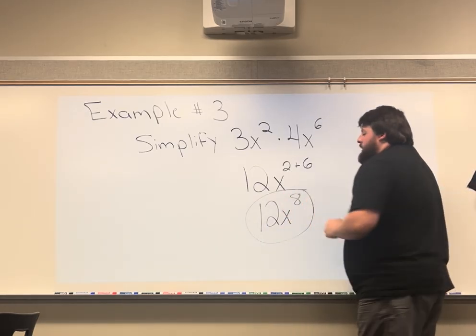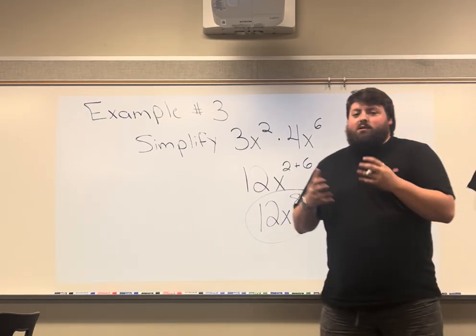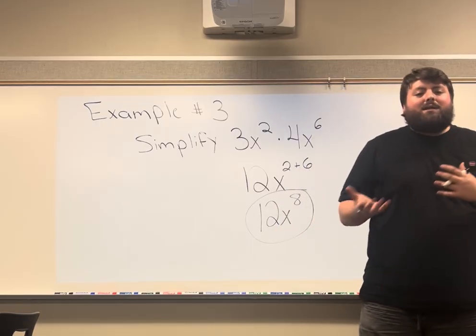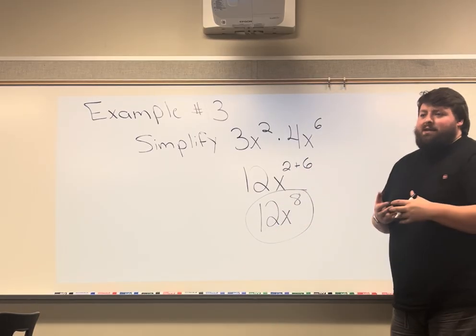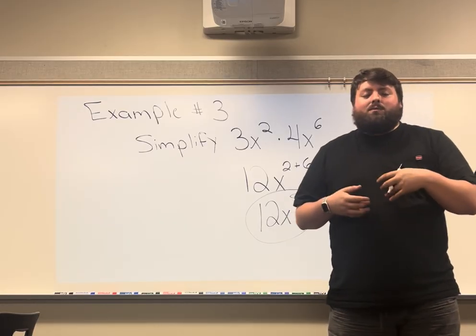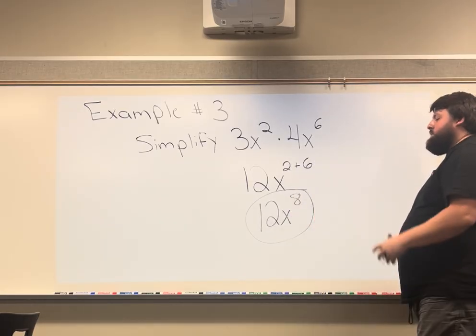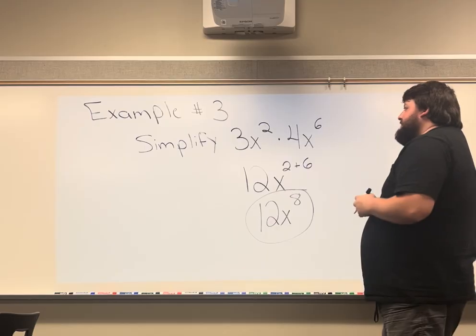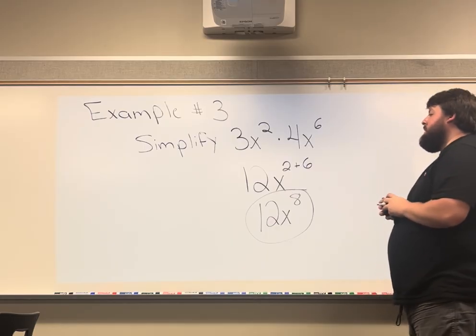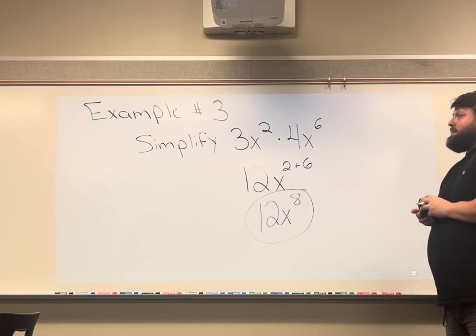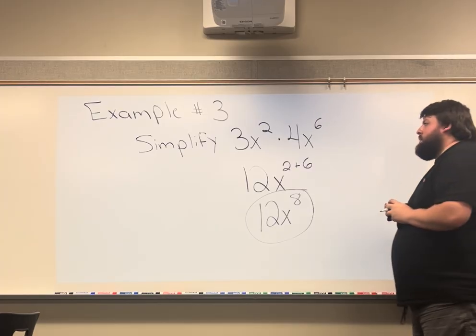Okay? We took the two different parts. We looked at the coefficient first. 3 times 4 gives me 12. X to the second times x to the 6th gives me x to the 2 plus 6, which is x to the 8th. So our final answer is 12 times x to the 8th. Okay? Once again, give everybody a second to get that down.